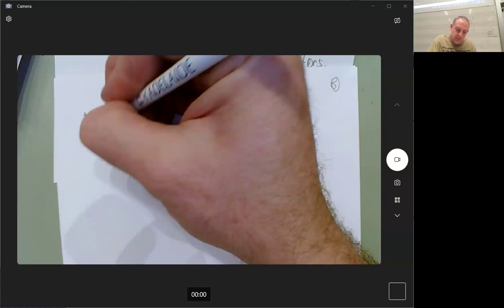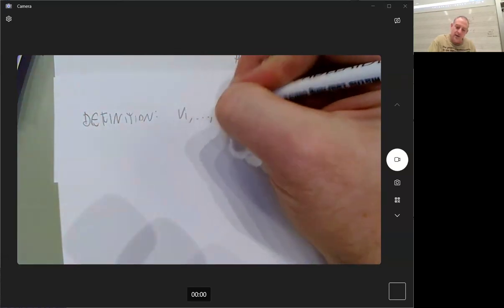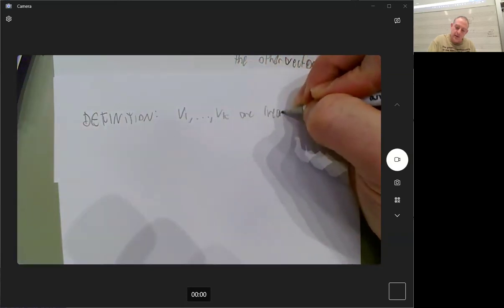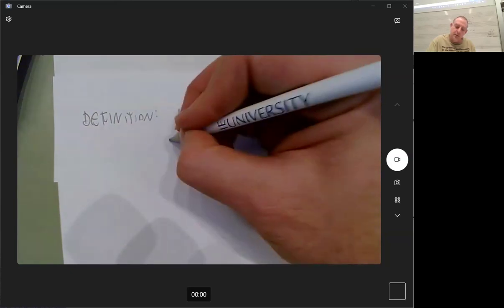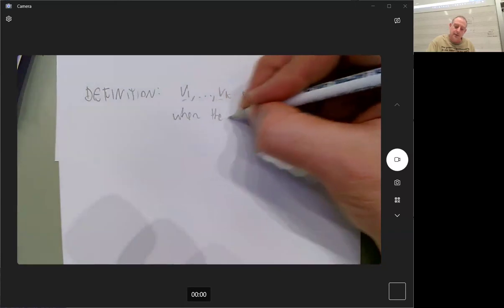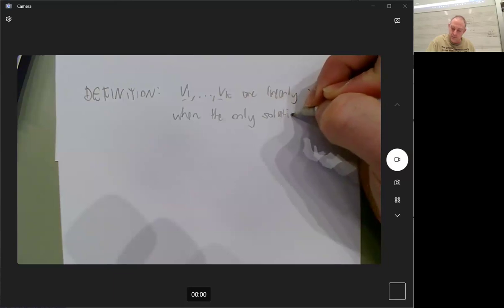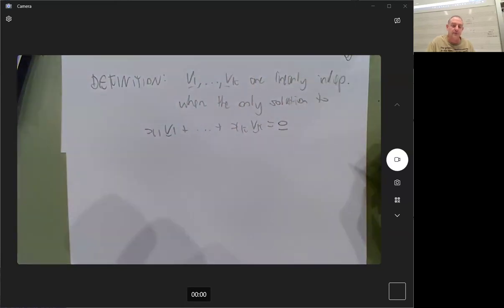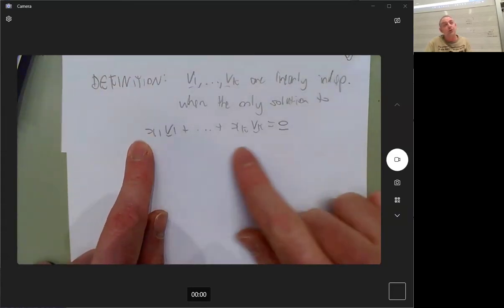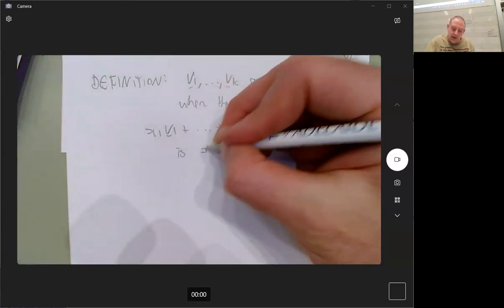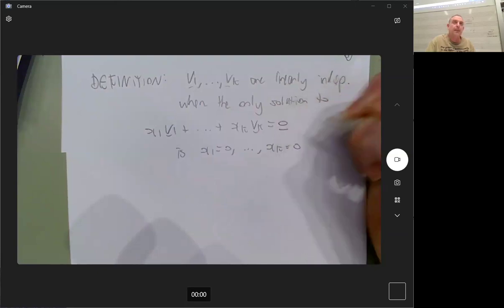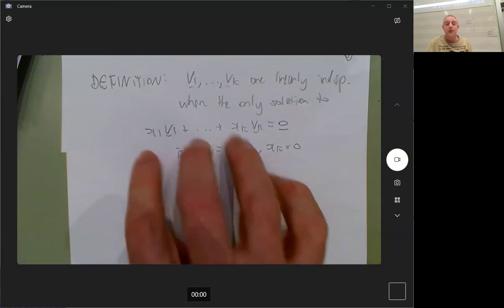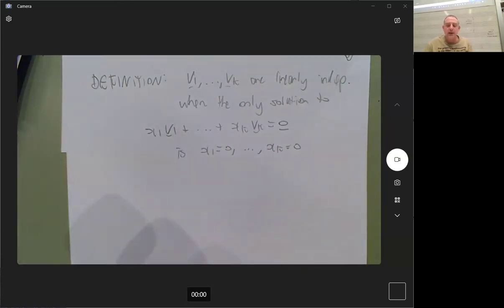The definition is that the vectors v1 up to vk are linearly independent when the only solution to x1 v1 plus all the way up to xk vk equals the zero vector, that equation, which has unknowns in the spots where the coefficients of the scalar multiples go, is that every one of them is zero. That's definitely going to be a solution no matter what. You can choose all the coefficients to be zero and you will get the zero vector, but to be linearly independent, that has to be the only way to make the zero vector. That's the definition of linearly independent.